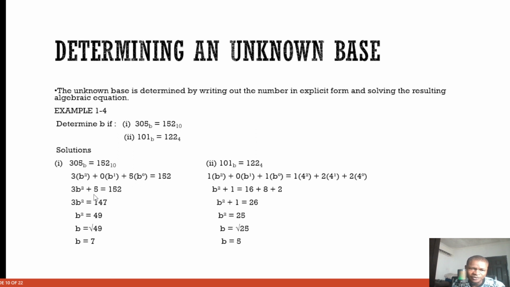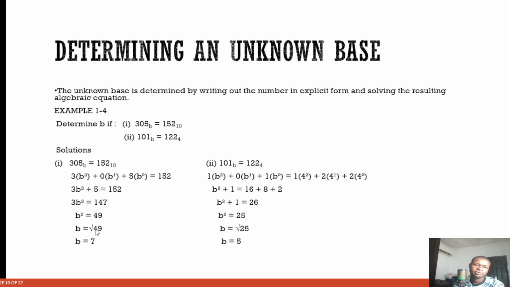So when we have our equation like this, we have 3b raised to power 2 plus 5 equals 152. When we subtract 5 from both sides, this 5 will go, and we have this. The next thing is to divide both sides by 3, and we have this here. We still have the square here.